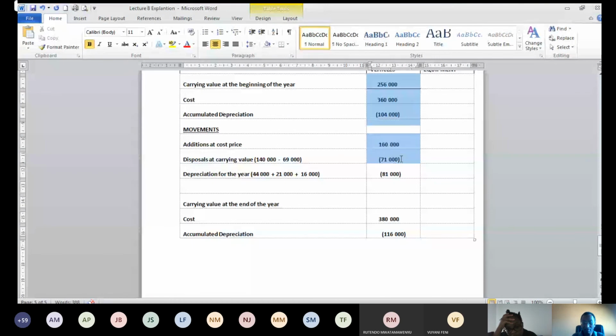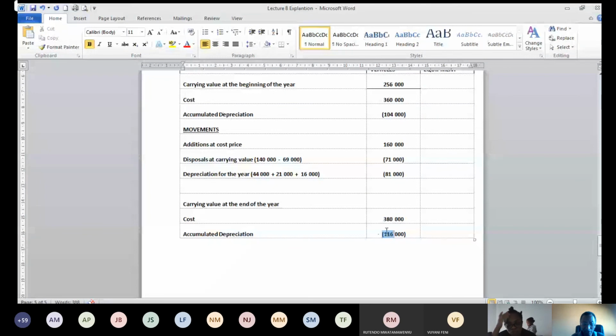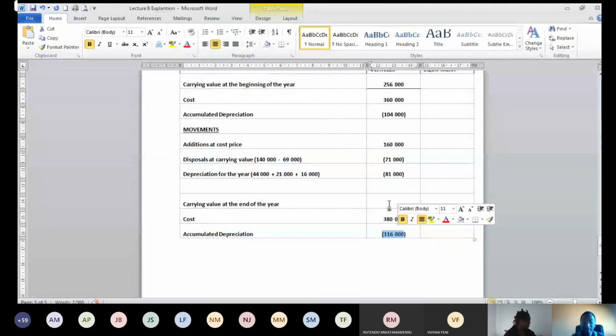So I have now calculated my items, guys, at the end of the financial year. And at the end of the financial year, I've got my costs. I've got my accumulated depreciation. I can now calculate what is my carrying value at the end of the year. And my carrying value at the end of the year will be the 380,000 minus 116,000. And that will give me an amount of 264,000 Rand.